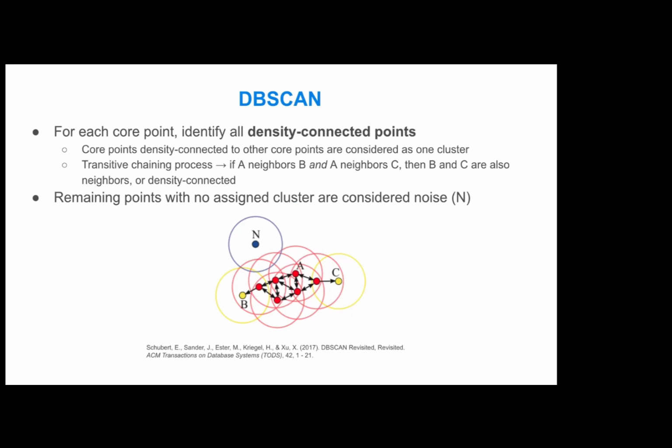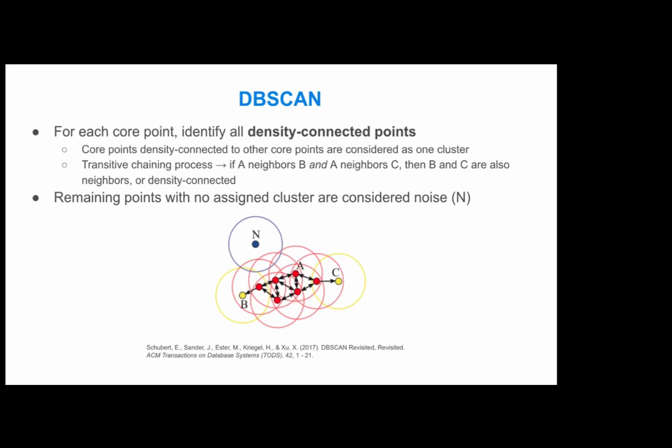Essentially, for each core point, you then want to identify all of the density connected points. So if 2 core points are next to each other, then they're connected. They are considered to be density connected, and they are considered to be merged into one cluster. However, if, for instance, A neighbors B and A neighbors C, then B and C are also neighbors or density connected. So in this plot below, you can see that it's kind of a transitive process so that all those 2 yellow points are also density connected with all those core points and to each other.